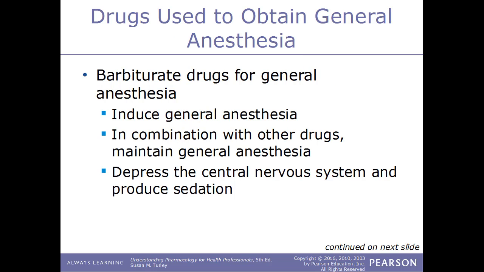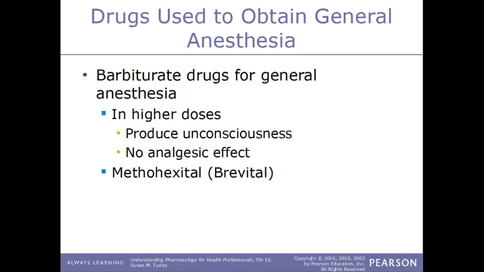All right, now we'll talk about another class of drugs that are used to obtain general anesthesia. Those are barbiturates, and these induce general anesthesia, and when they're used in combination with other drugs, help to maintain general anesthesia. And these act by depressing the central nervous system and produce sedation. Now in higher doses, these can produce unconsciousness, but these have no analgesic effect.